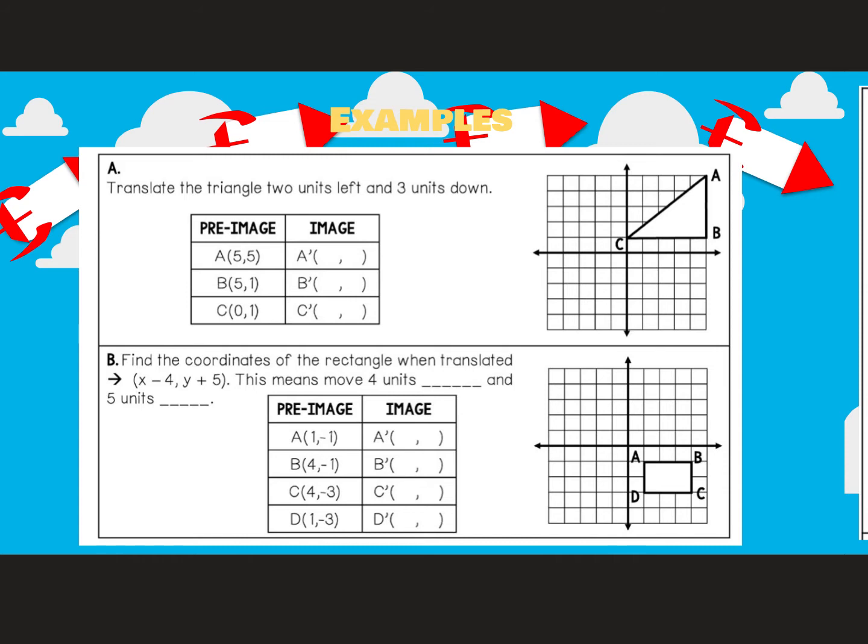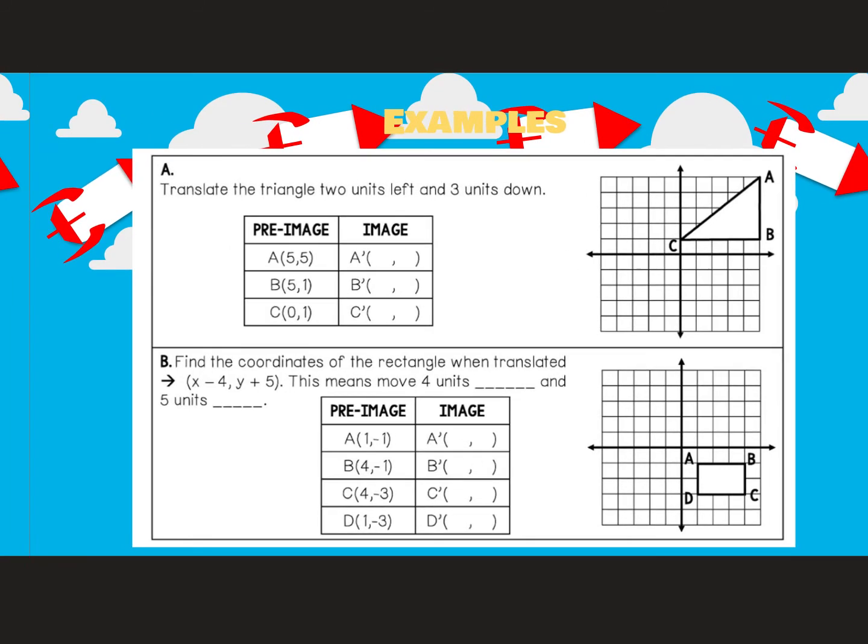When we think of left and right, that is our horizontal axis. And when we think up and down, that is our vertical. So remember, to the left and down, we subtract. To the right and up, we add. So we're translating it 2 units to the left.